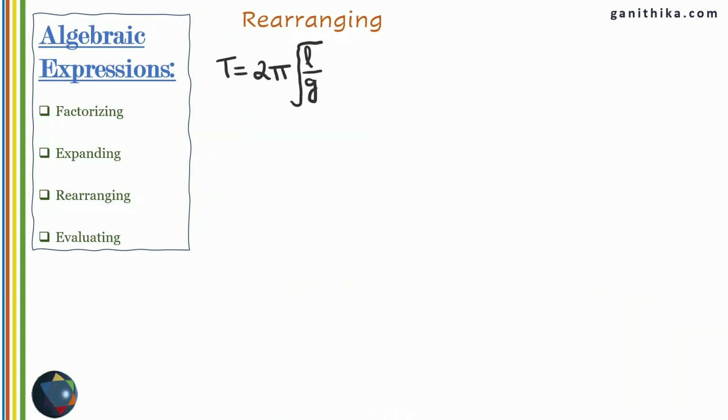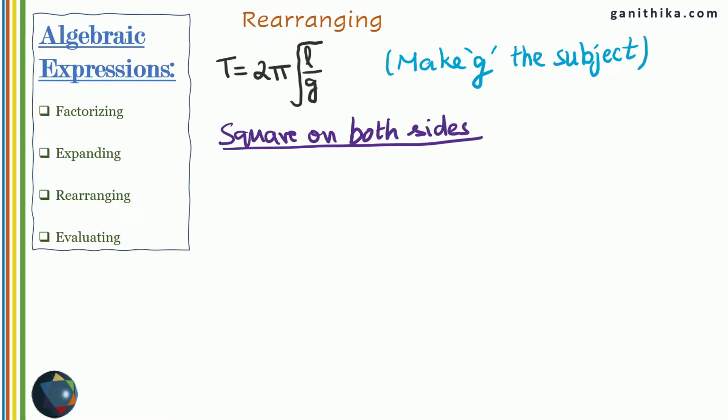One more example. T is equal to 2 pi root of L over G. This is a formula from physics. Now I want to isolate G, or make G the subject, which is inside the square root. The first thing I need to do is remove the square root from G, so that I can make G the subject, correct? So in order to remove the square root, I need to square on both sides. When I square on both sides, this is what I will get.